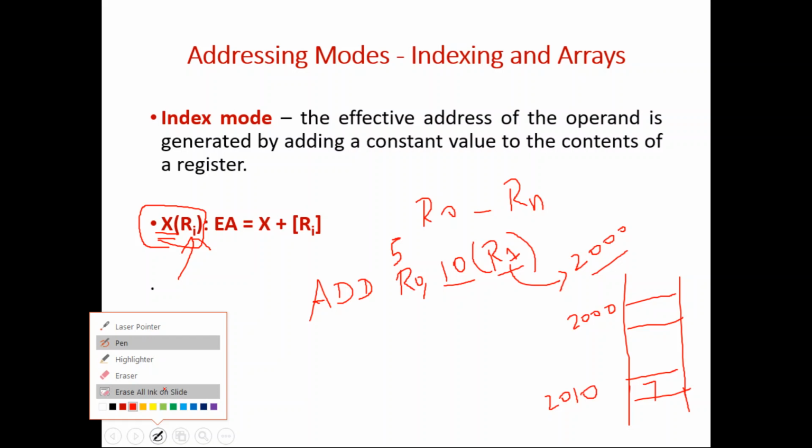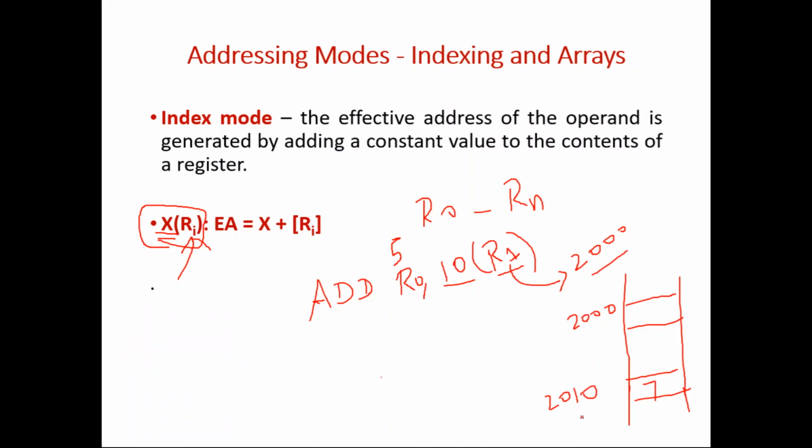Say for example we are storing array values from 2000 to 2010. Initially I want to add all these things. Then I will say add R0 comma 0 comma R1. That is, the content of 2000 will be added with R0. Then the next instruction I will say add R0 comma 1 comma R1. Now what will happen? R1 is 2000. The value at 2000 plus 1, which is 2001, will be added with whatever the content of R0. So this is add repeating.